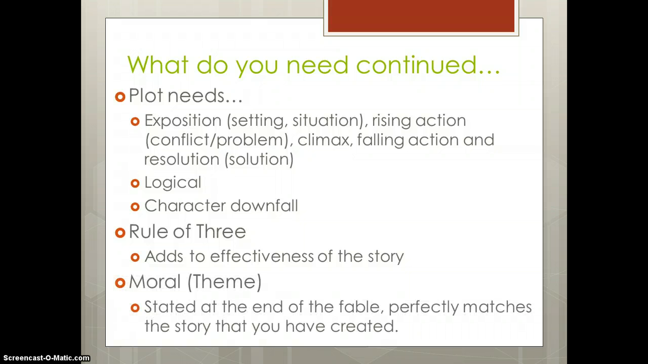You also need to have your moral, which is going to be the theme. This will be stated at the end of your fable, and it needs to perfectly match the story that you have created. You cannot tell me some random story about how somebody spilled coffee because they were running with it, and you need to learn to always be nice to others. Okay, your theme needs to match your story. I have made a theme moral lesson anchor chart also to help you. If you look to the left, it's the one on the far right, okay? You also have an elements of a fable anchor chart to be able to help you if you get confused along the way.